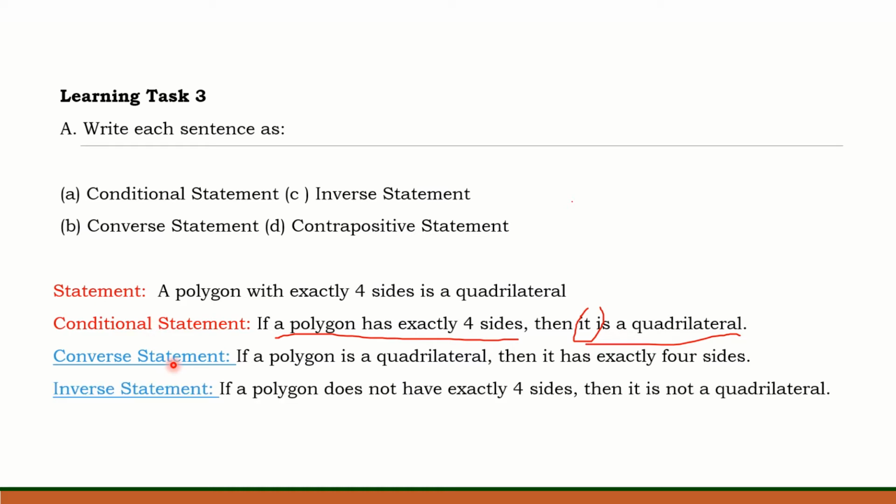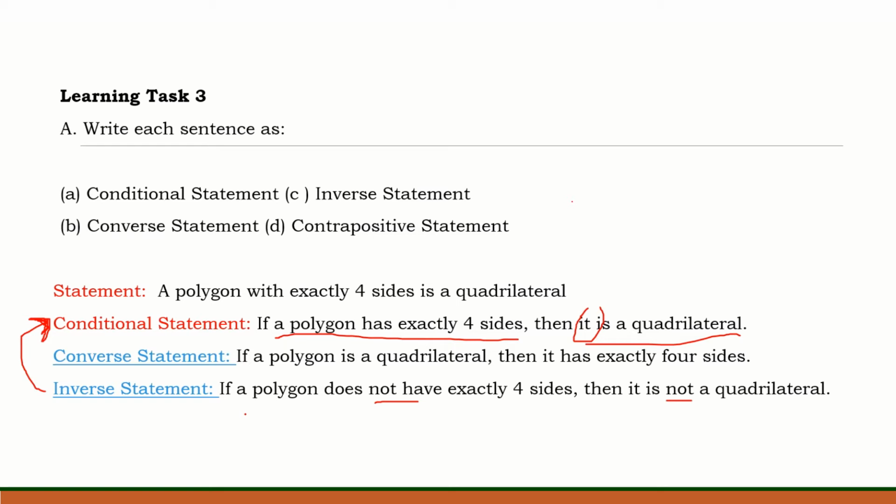Okay, next, inverse statement. For the inverse statement, you just negate the conditional statement. So you just add no or not, depending on how the statement is constructed. Of course, the grammar still needs to be correct. So what we did here is we just added not. So, if a polygon does not have, because it can't be has not have. So, if a polygon does not have exactly four sides, then it is not a quadrilateral. So we just use not to negate the conditional statement.